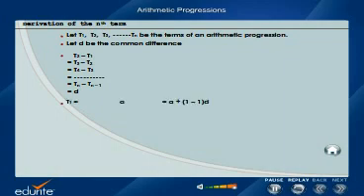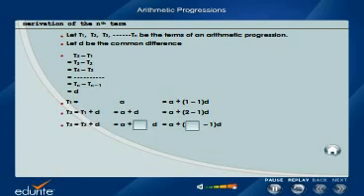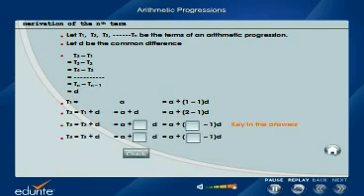The first term T1 is A, and it can be written as A plus (1 minus 1) into D. Following the same pattern, we can write the second term T2 as A plus (2 minus 1) into D. Now write T3 and T4 using the same pattern. Key in the answers.